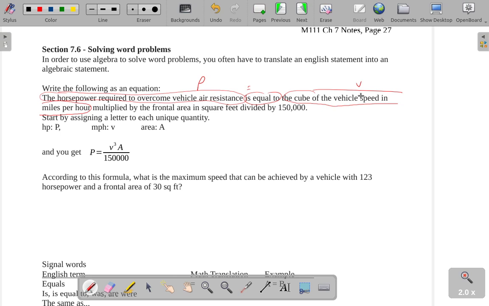We're going to use v for velocity and v cubed to represent the cube of the vehicle speed, raised to the third power. We call those cubes. Multiplied by the frontal area in square feet, so that's another number here. The frontal area in square feet, in this problem, we're calling that A. And then it says divided by 150,000, and you can see that's just a number. So this formula right here is exactly the one that's expressed in words up above.